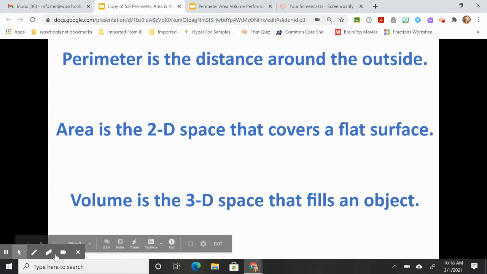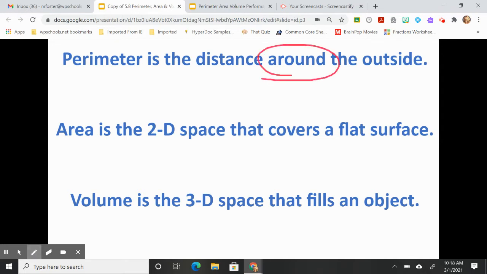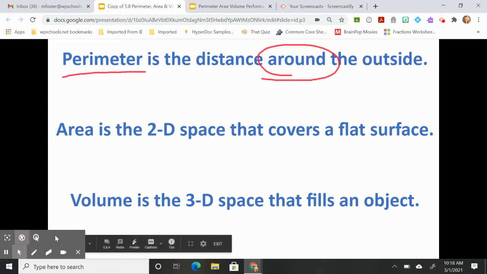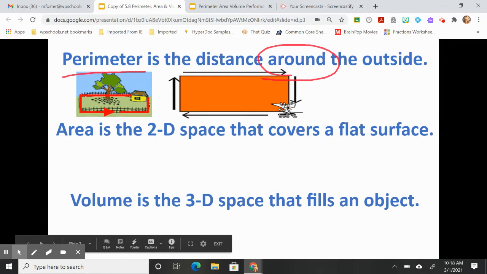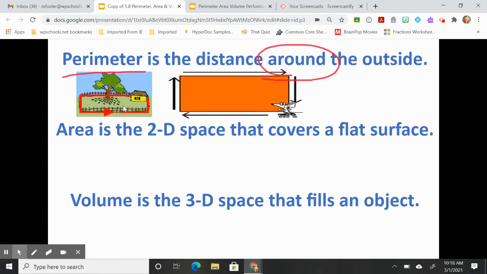Typically in the past, you are probably familiar with just adding up the sides or counting the little boxes on the shapes. But the key word there is around. Perimeter is the distance around the outside of an object. If you look at this picture up here with the fence, if you were putting a fence around your garden, or if you needed to put a pen for your animals to enclose them in the yard, you would need to find the perimeter of that space.